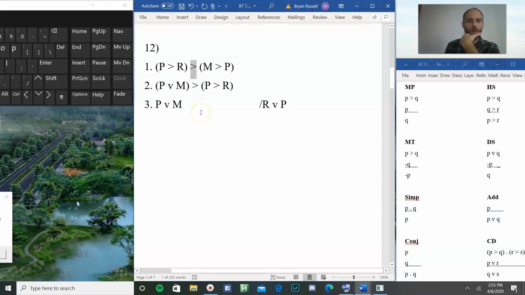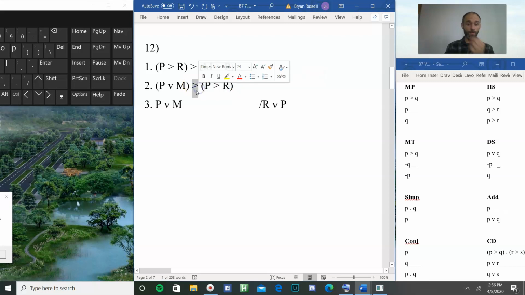So we're going to need to set that up somehow. So let's see if we can isolate some of these conditional statements, and then we'll try to conjoin them together. So how can we get P horseshoe R by itself? Well, it appears there, but that's going to be tough to get by itself. But it also appears here as the consequent of a conditional statement.